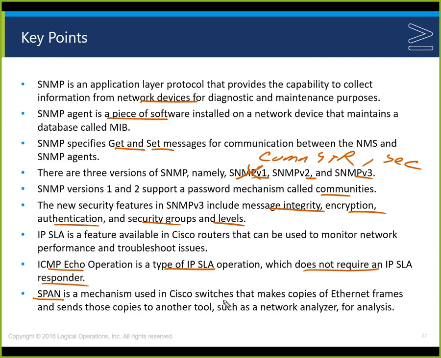SPAN, switch port analyzer, makes copies of the frames. It's also called port mirroring, where we see the traffic of one switch port on another one, because as we know, typically we're not going to see traffic except the traffic addressed to us.